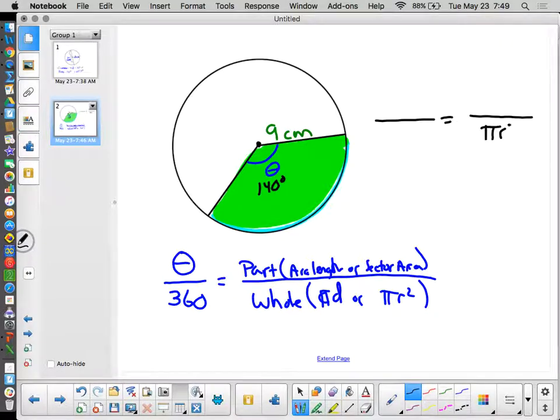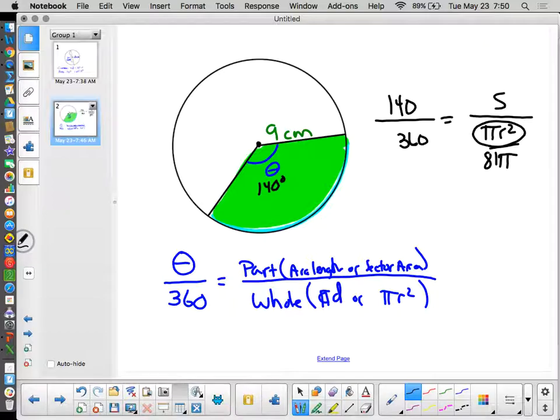So this has to be pi r squared. That's 360. Those are my whole. The whole circle is 360. The whole circle is pi r squared. I know this angle is 140, and my sector area is my unknown. I'm going to have to calculate this value. Well, that's not so hard because the radius is 9. 9 squared is 81, so that's 81 pi. And now I can solve that pretty quickly by multiplying both sides by 81 pi, because the variable's up in the numerator here. So I can go ahead and solve that, and we're pretty much done.